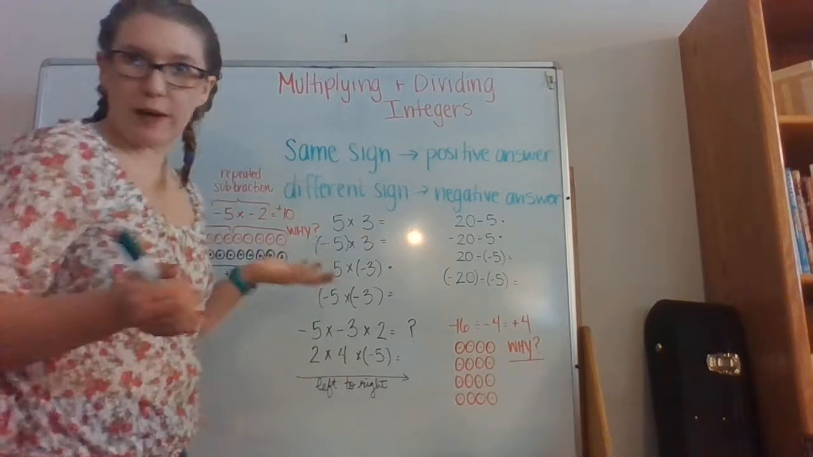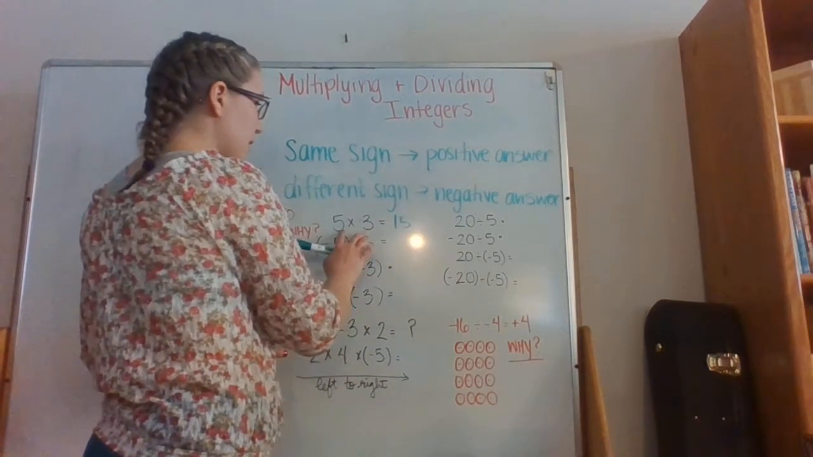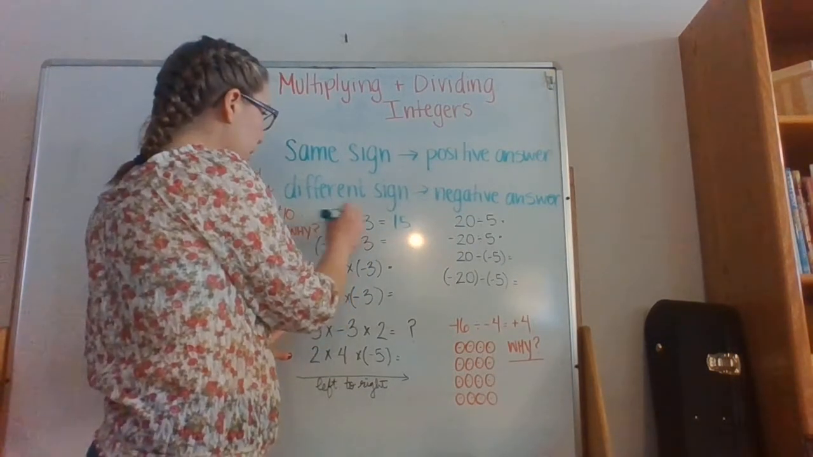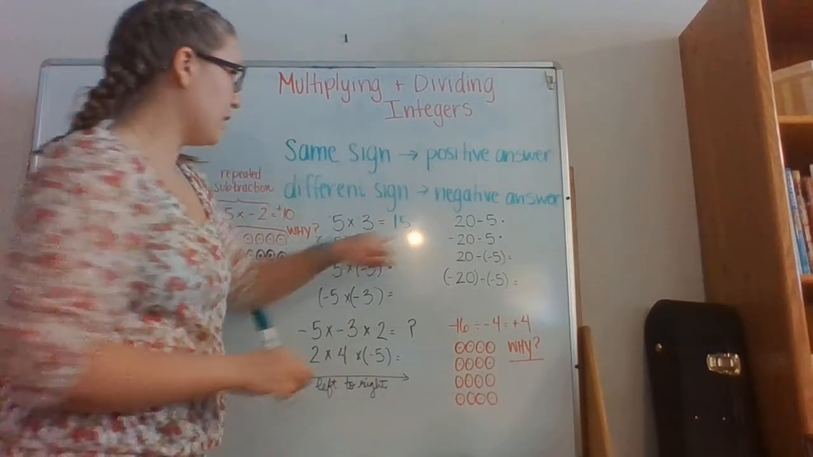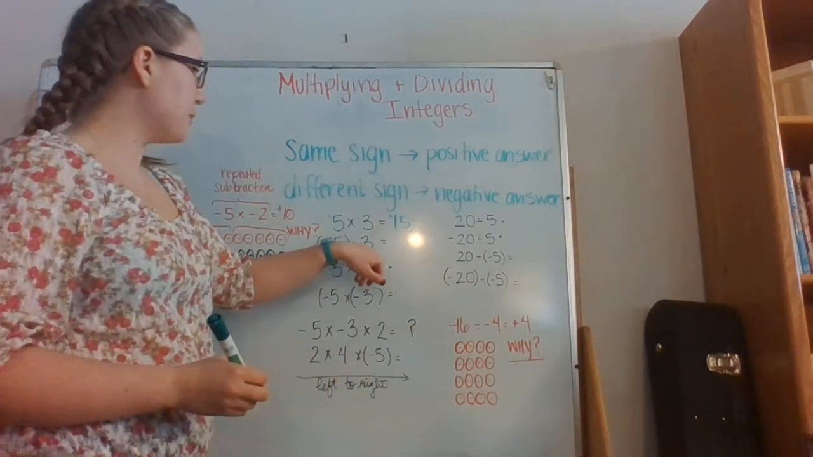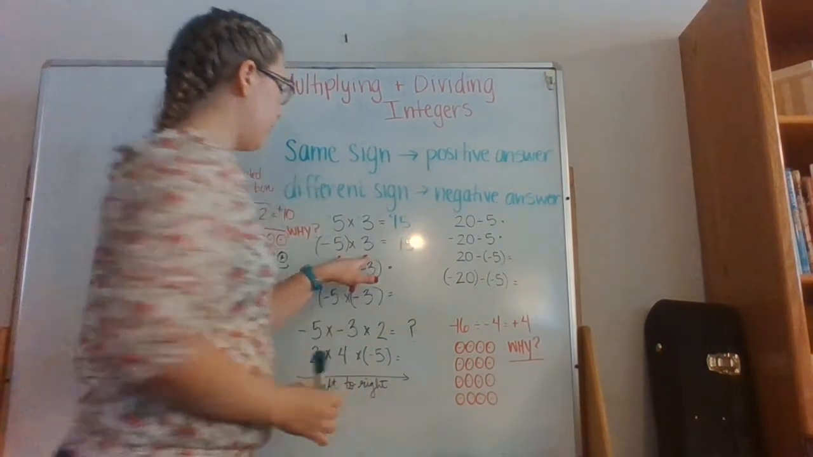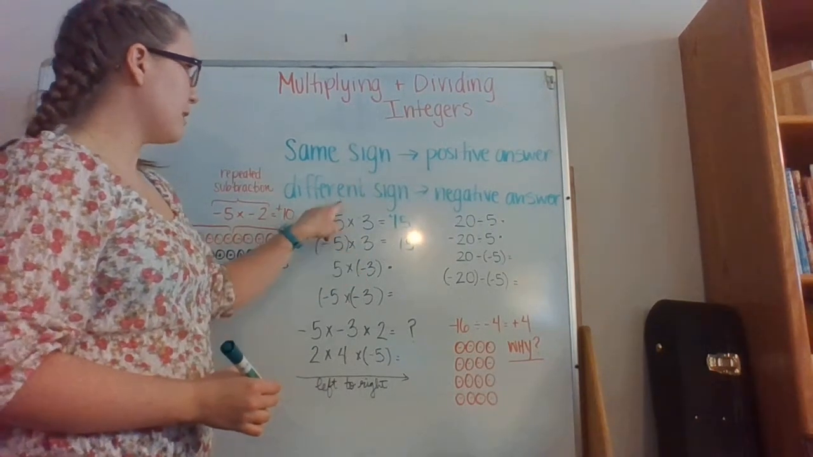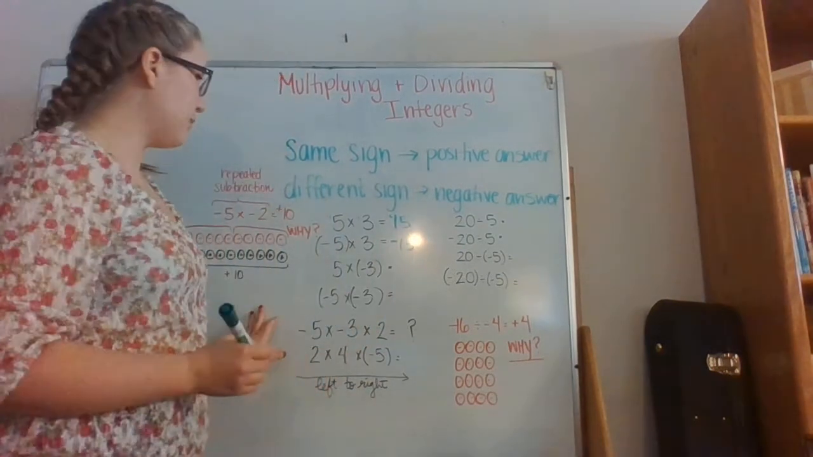I already know that 5 times 3 is 15. These have the same sign, because they are both positive. That's like an invisible plus sign, but they're both positive, so therefore my answer is also positive. Negative 5 times 3. Once again, just looking at the numbers, it's 15. If I look at the sign, I have a negative and a positive. That's a different sign, so it's going to be a negative answer, negative 15.